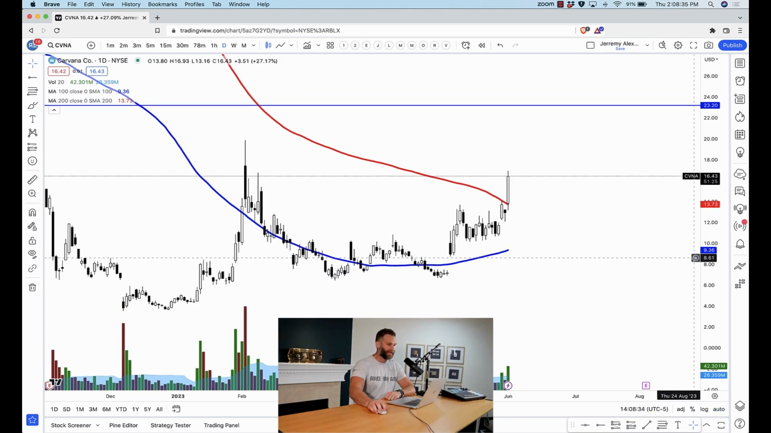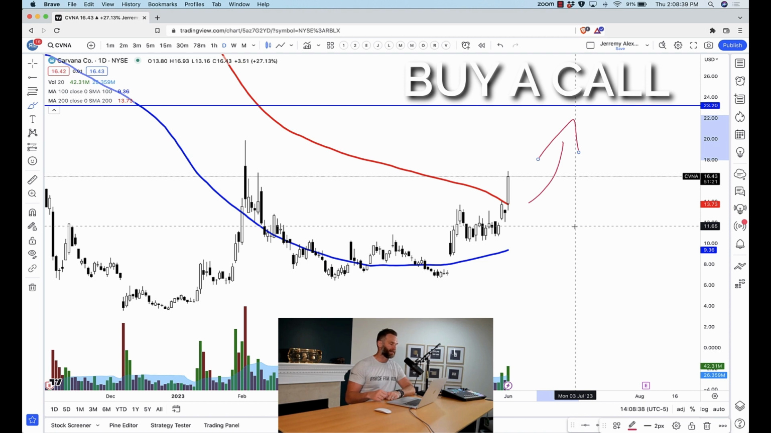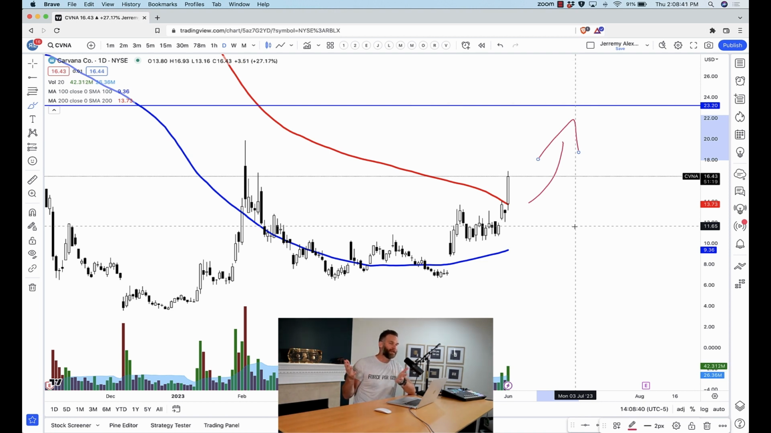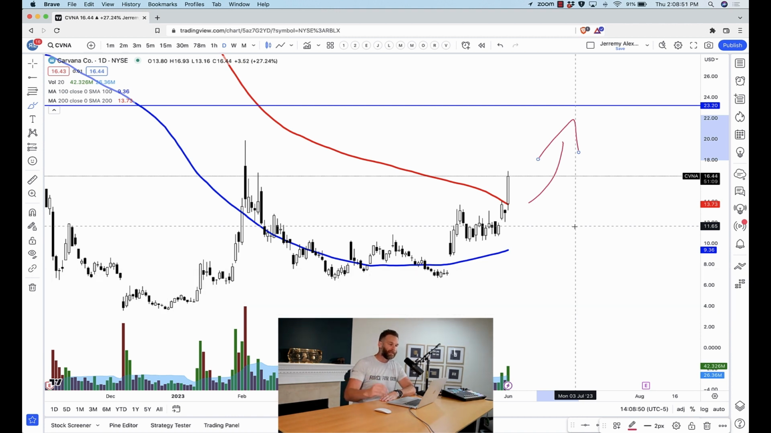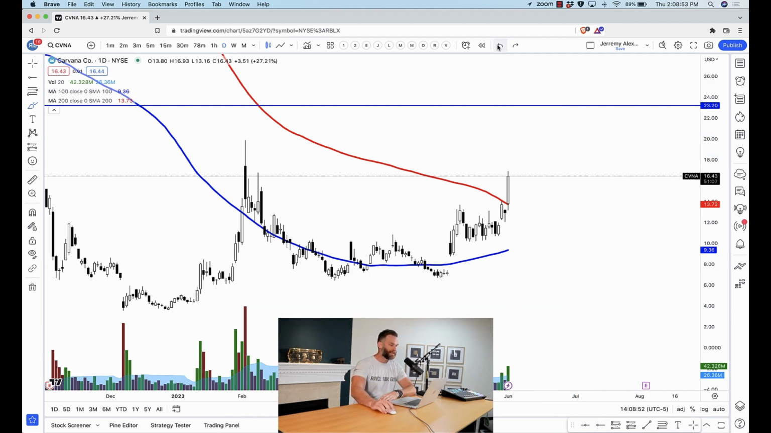And a directional option is very simple. You buy a call. If the stock goes up, you make money, done and done. A debit spread is a way to leg into that exact same position, create a limited risk, and create a limited return strategy. The great news about debit spreads is it's pretty easy to create a spread for these bad boys. So an example on Carvana.